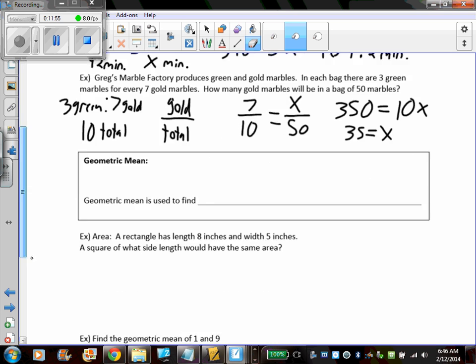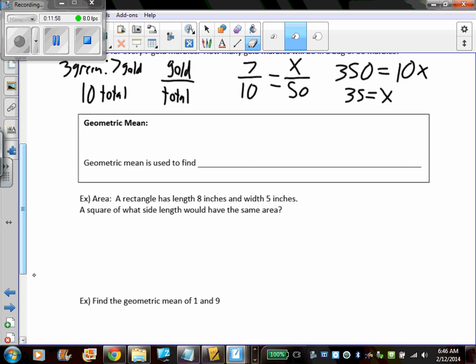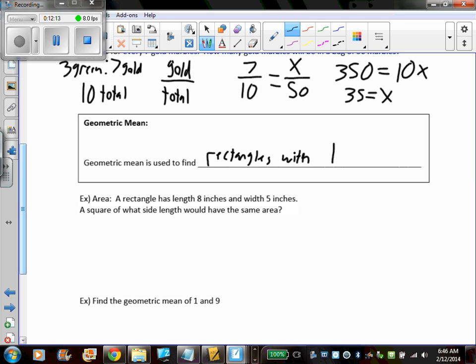Last idea for this part is this idea of the geometric mean. And what it allows us to do is find rectangles with the same area, or rather, rectangles with the same area as a given square.